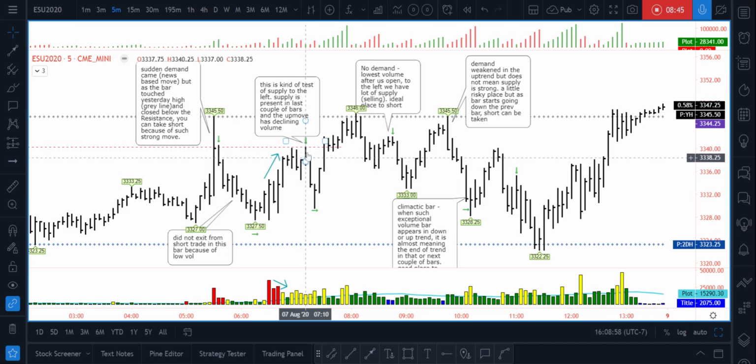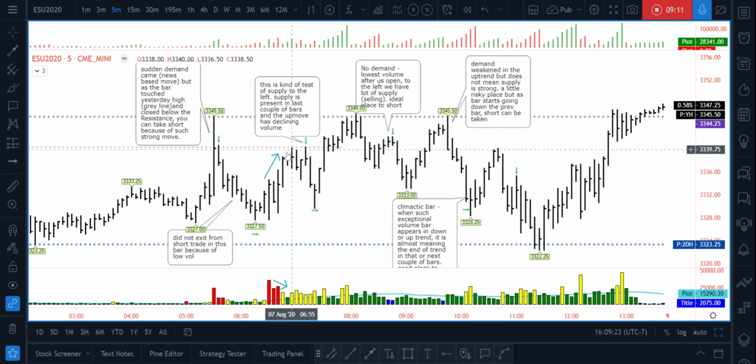And as it comes back, you can put up a limit order around this area, around the top. Because the volume is declining, this is where you put up a short order. Even if you don't put up a limit order here, you can wait for the close of this bar, by which time the volume is low.